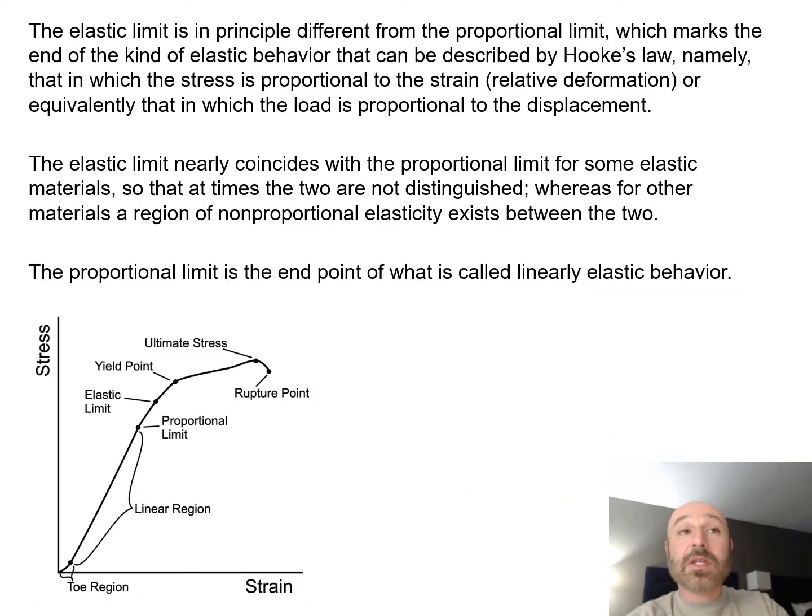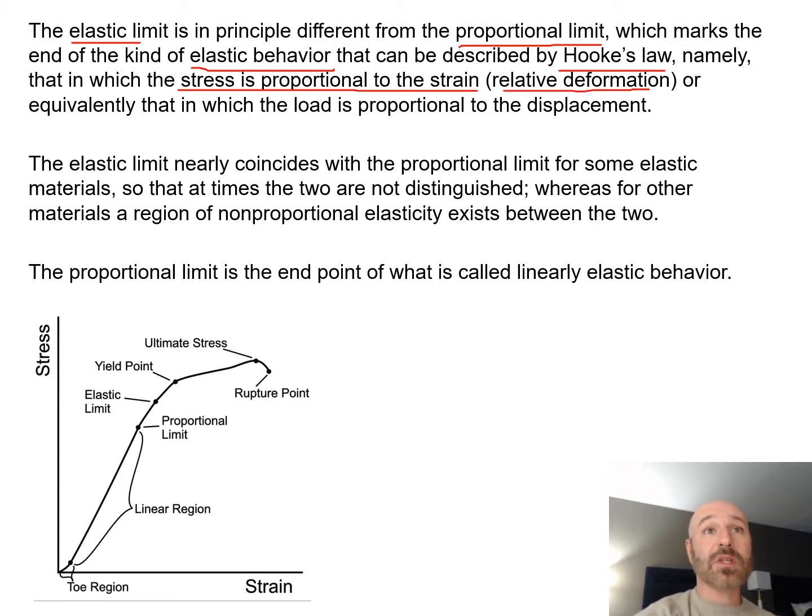So I want to take a little bit of time now to discuss the difference between the elastic limit and the proportional limit. The elastic limit is going to be principally different from the proportional limit, but the proportional limit is going to mark the end of the elastic behavior. Now this can also be described, as we've seen before, in Hooke's law. We can say that the stress is proportional to the strain, our relative deformation, or in terms of our raw data, that the load is proportional to our displacement.